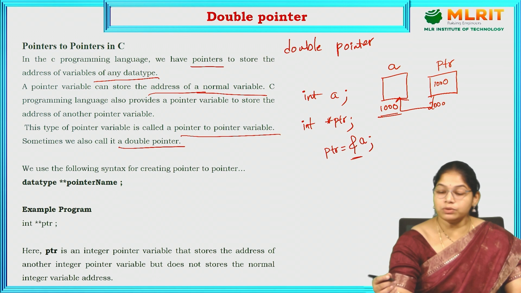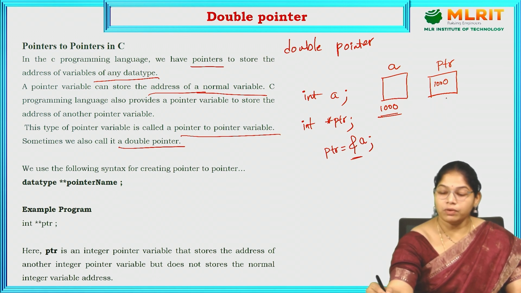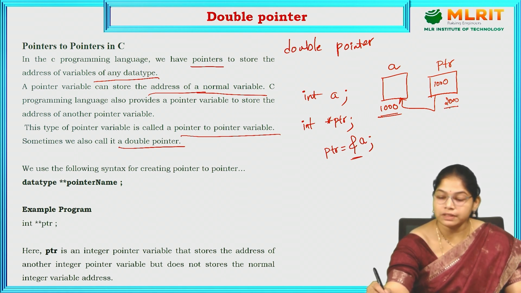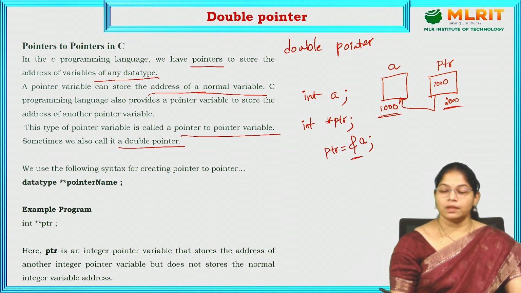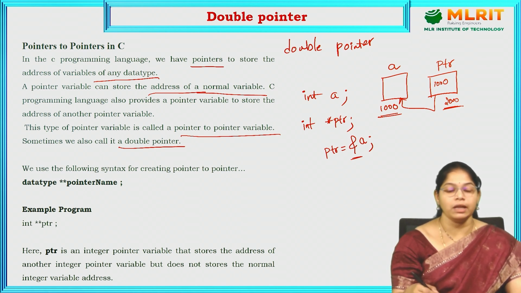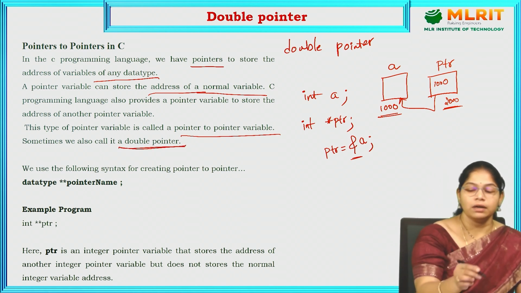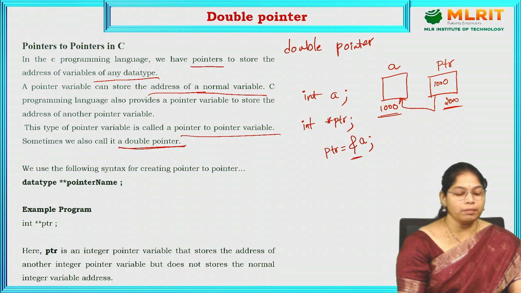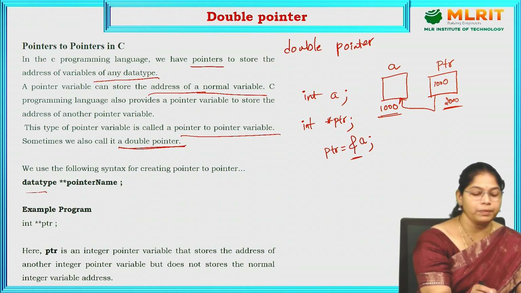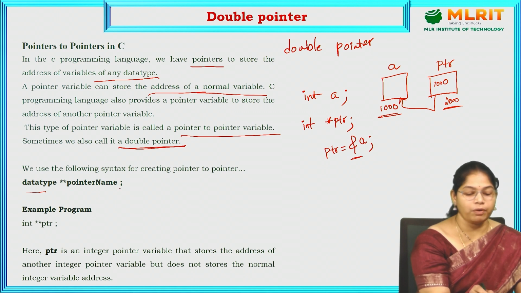If I want to store 2000, it is pointing to here. If I want to store the address of a pointer variable, that can be done using a double pointer. How to declare a double pointer? The syntax for creating a pointer to pointer is data type, double asterisk, pointer name.